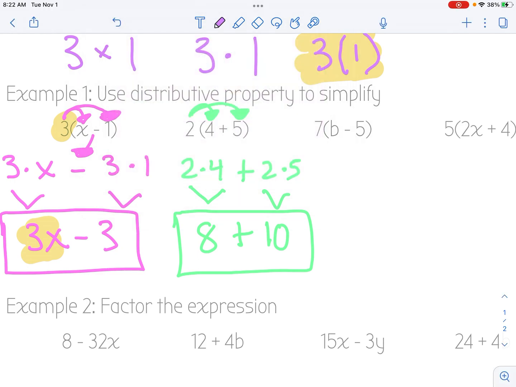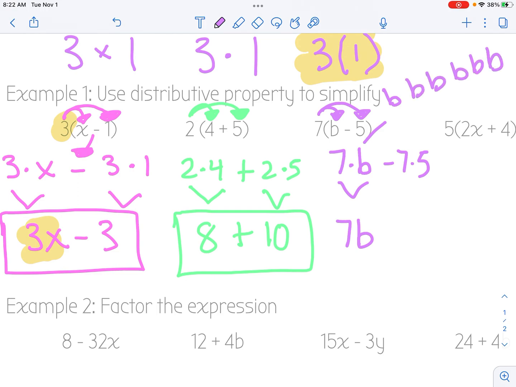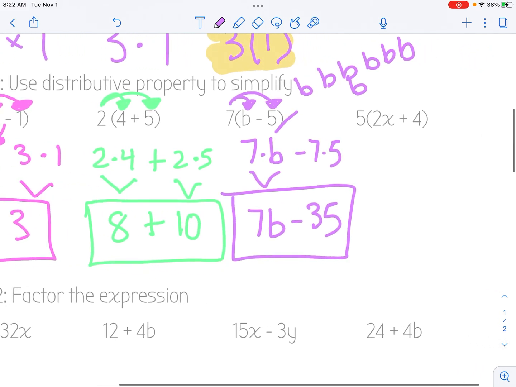All right, next one, we're distributing the 7. So 7 to the b and 7 to 5. So we have 7 times b minus 7 times 5. 7 times b is 7b. This is like saying that we have 7 b's. So an easier way to write 7 b's is 7 in front of the b. Minus 7 times 5 is 35. So my final answer is 7b minus 35.